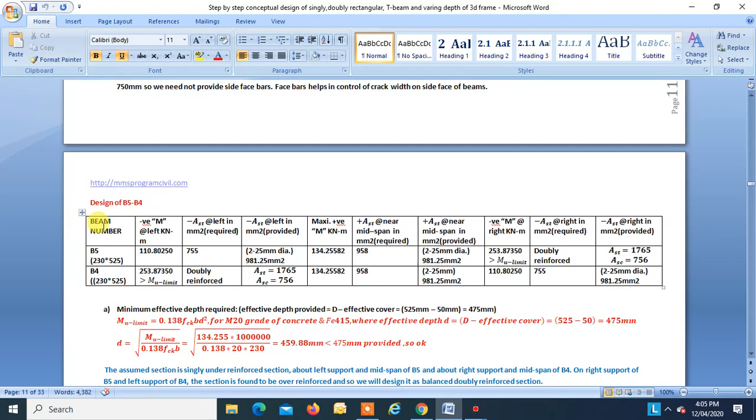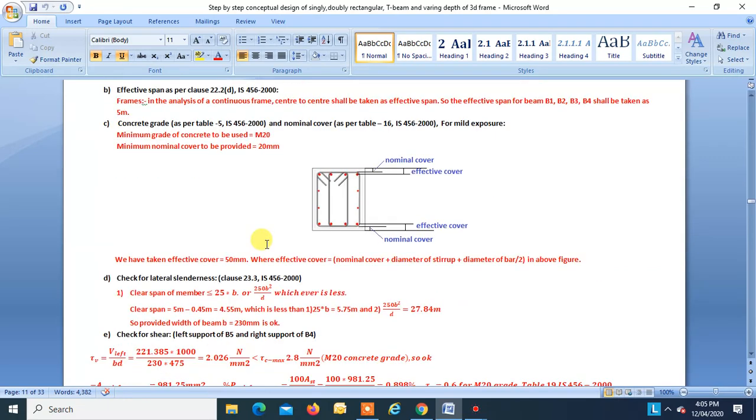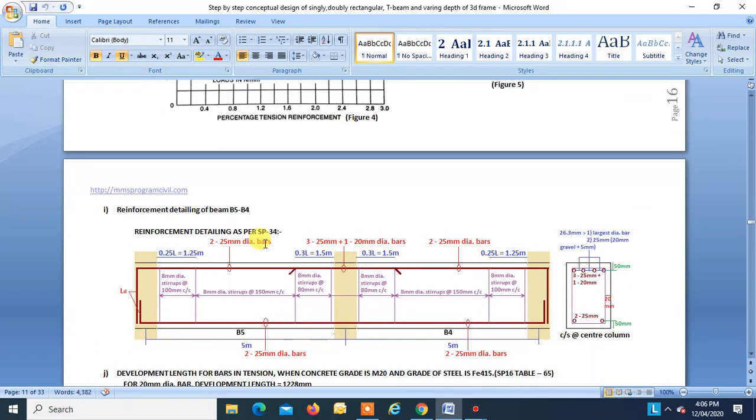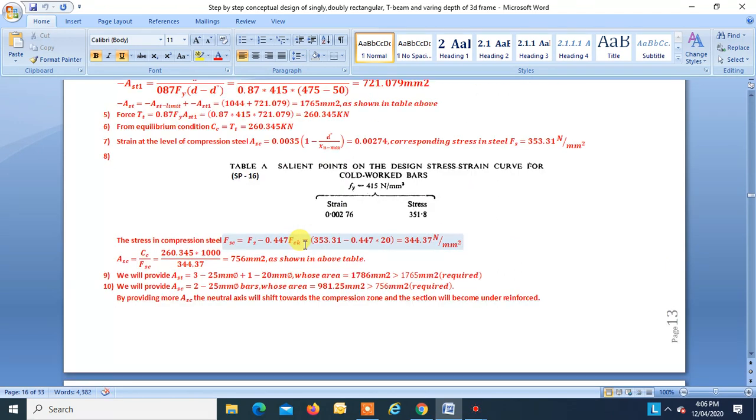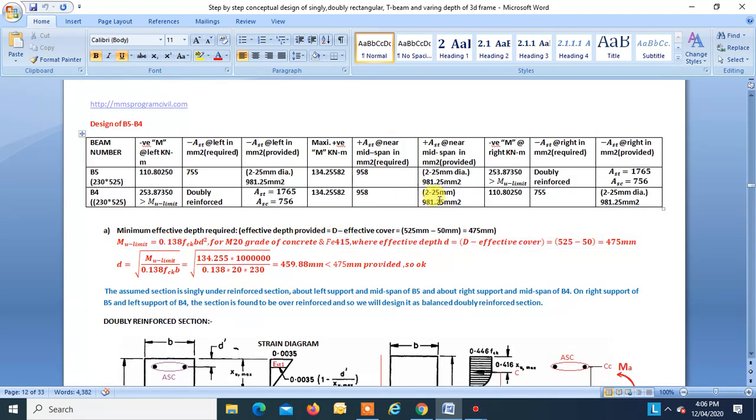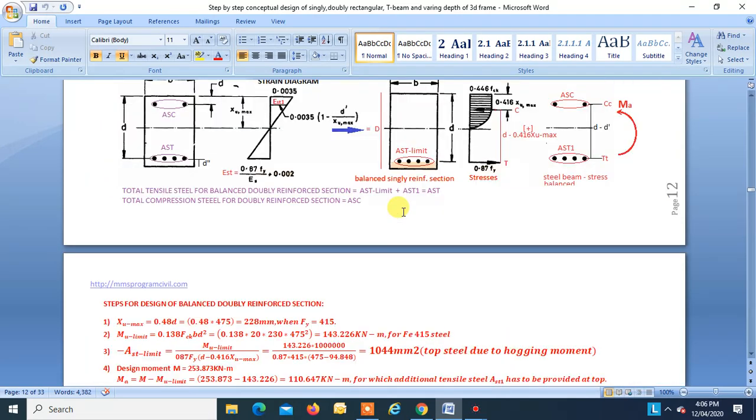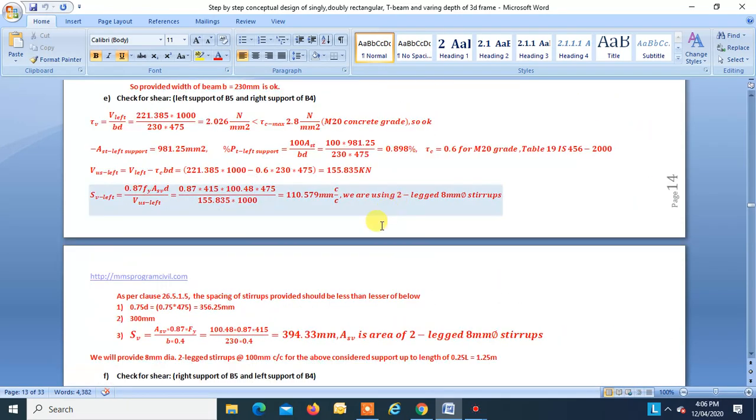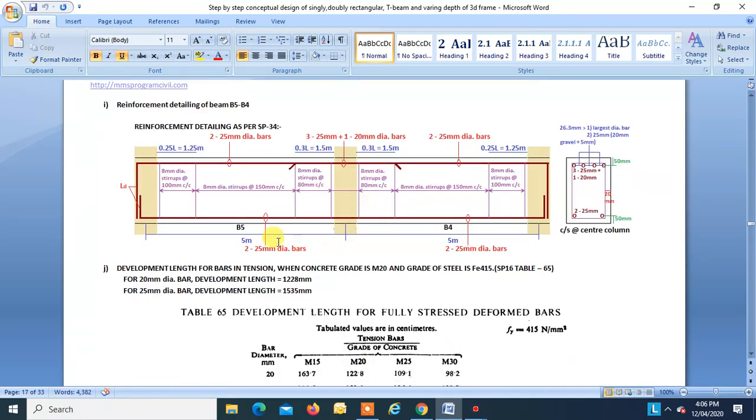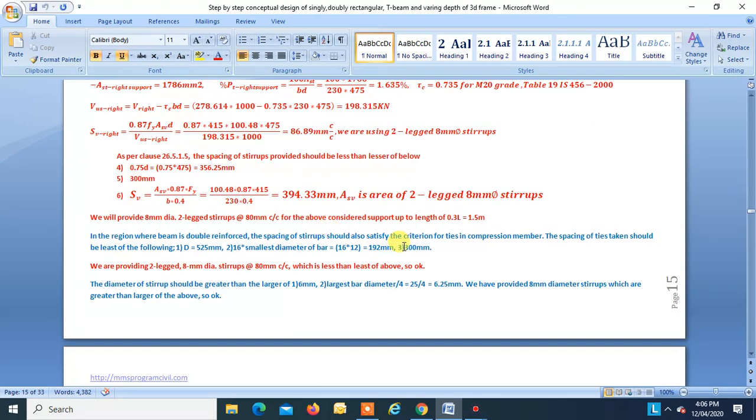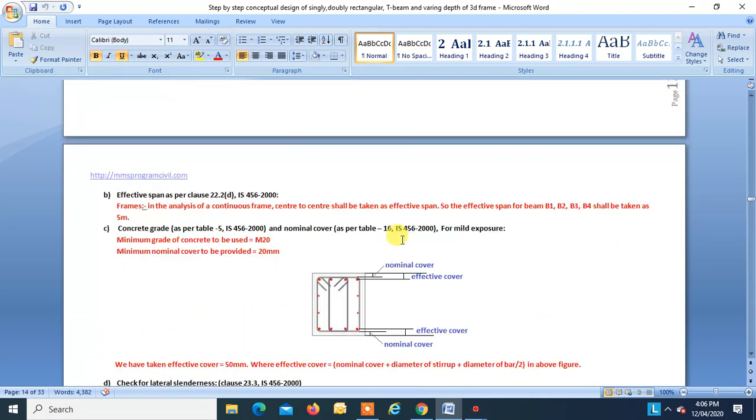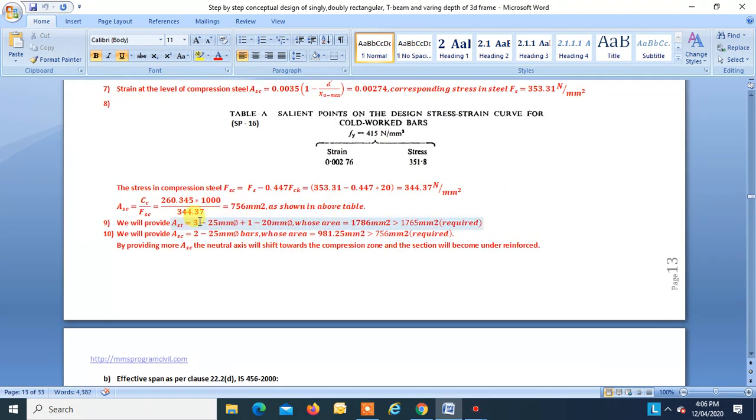Okay, beam B5, at left hand support we are providing 2 numbers of 25 mm dia bars. At left end support 2 numbers of 25 mm dia bars. At mid span we are providing 2 numbers of 25 mm dia bars. And at right end support we just found, okay, we are providing steel as 3 numbers of 25 plus 1 number of 20 mm at top and 2 numbers of 25 at bottom.